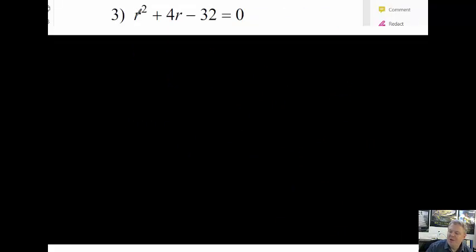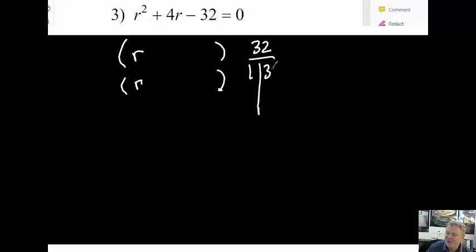Okay, looking at the very next problem, the factors of A, so factors of r squared, would be r times r, and factors of 32. So what are our options for 32? 1 times 32, 2 times 16, let's see, what else? 4 times 8. Those are our only options there. So we can either add these together or subtract them, right? So 1 plus 32, if I add them together, doesn't get me a 4. If I subtract them, doesn't get me a 4.